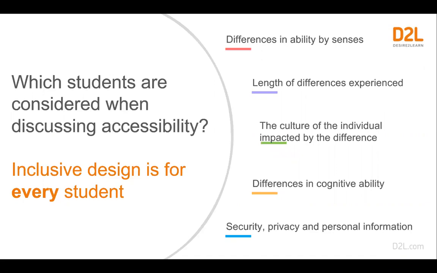Now, which students do we consider when discussing accessibility? We really believe inclusive design is really for every student, based on any types of differences they have. They could have differences in ability by senses, they may need more time, the culture of the individual is impacted by differences, there are differences in cognitive ability, also security, privacy, and personal information. So we believe that when you can design your lessons with inclusivity in mind, it really helps every student in your class.